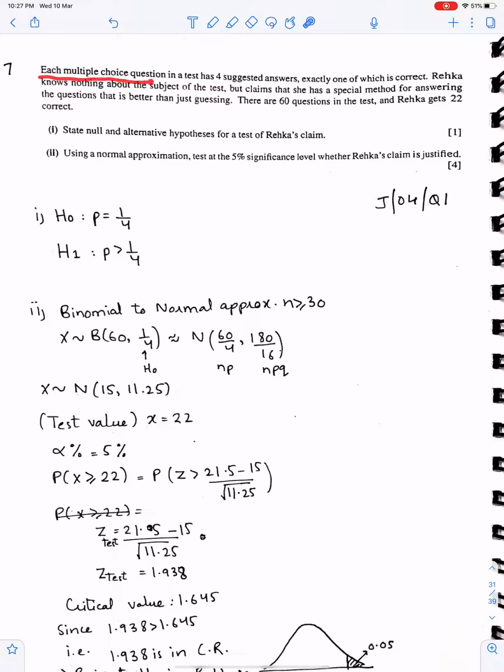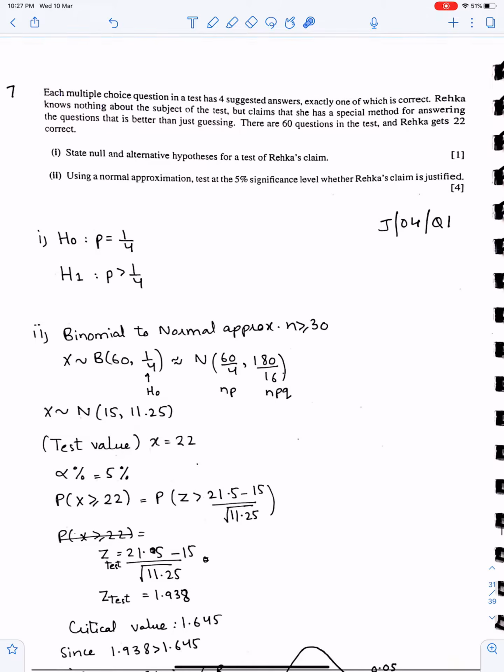Each multiple choice question in a test has exactly 4 suggested answers, one of which is correct. So each question has 4 answers and 1 is correct. That means the probability for a correct answer is 1 upon 4. For example, if A, B, C, D are the options, then one answer will be correct. So the probability of a correct answer will be 1 upon 4. So H naught is p equals 1 upon 4.